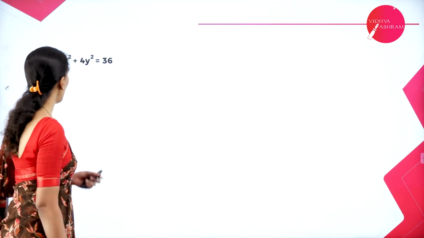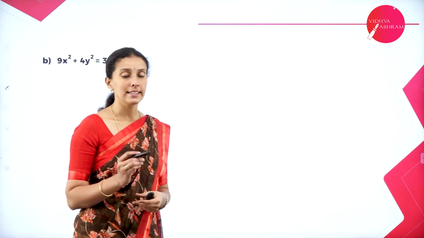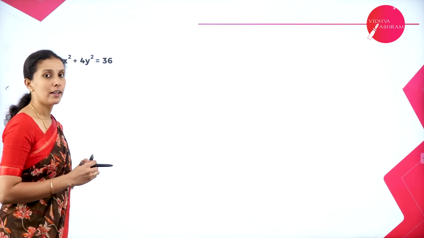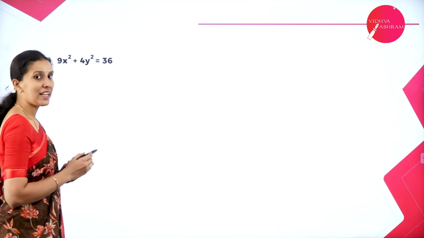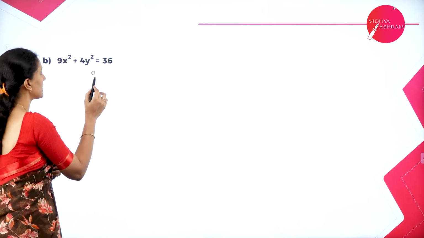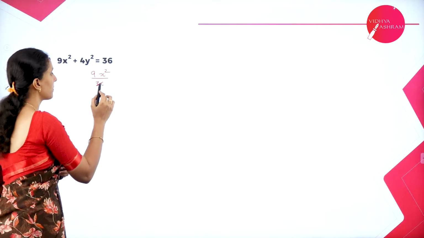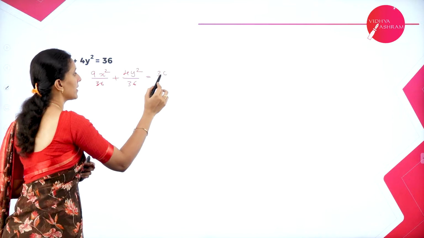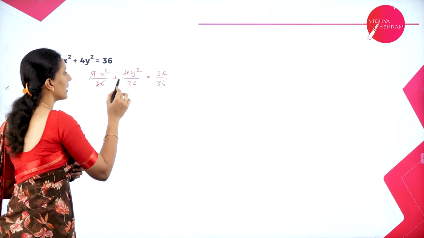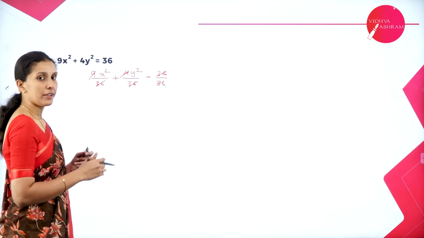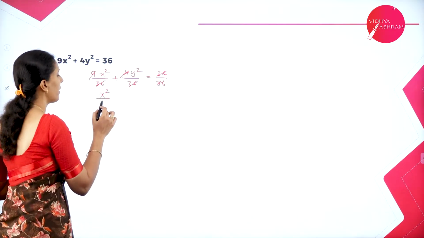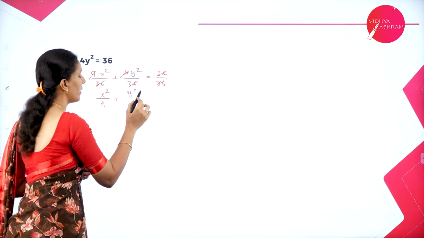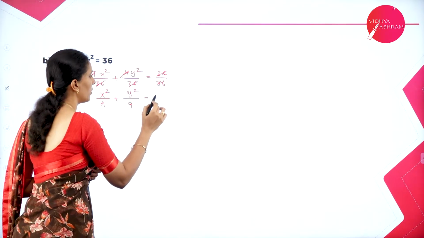Next one, we have 9x square plus 4y square is equal to 36. First, let us consider it in the form of standard equation. That is, the right hand side should be 1. So, let's divide this by 36. When you divide this by 36, it is 9x square by 36 plus 4y square by 36 is equal to 36 by 36. So, cancelling each value here, you will get x square divided by 4 plus y square divided by 9 is equal to 1.